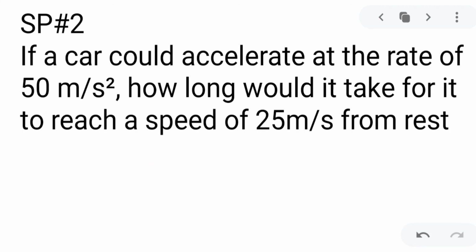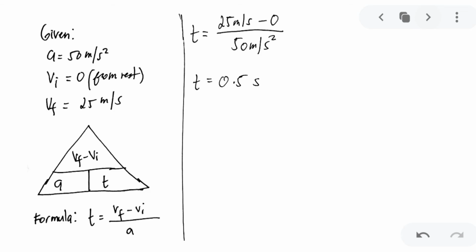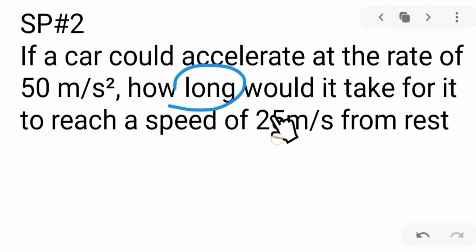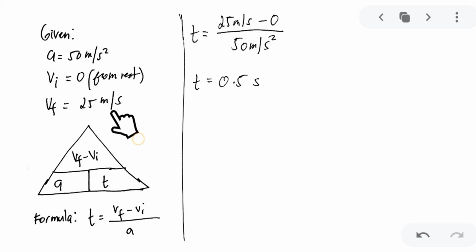Then sample problem number 2: if a car could accelerate at the rate of 50 meters per second squared, how long would it take for it to reach a speed of 25 meters per second from rest? So, to find that, we are looking here how long, so we are pertaining to time. We are looking for the time. Okay, so we have to manipulate the formula, but first let us stipulate the given values. We have the acceleration of 50 meters per second squared. The initial velocity is 0 because from rest, so that means it is 0. And then the final velocity is 25 meters per second.